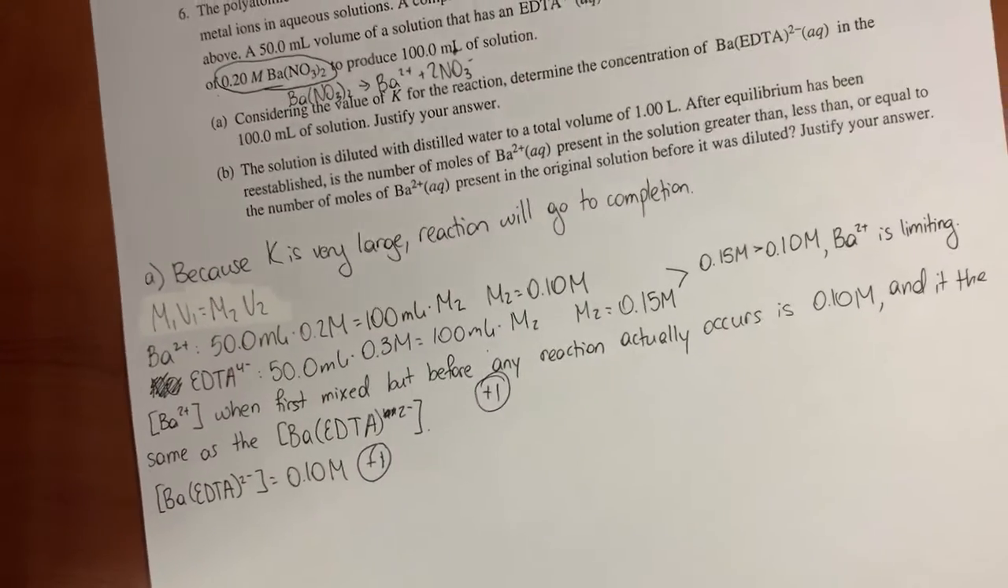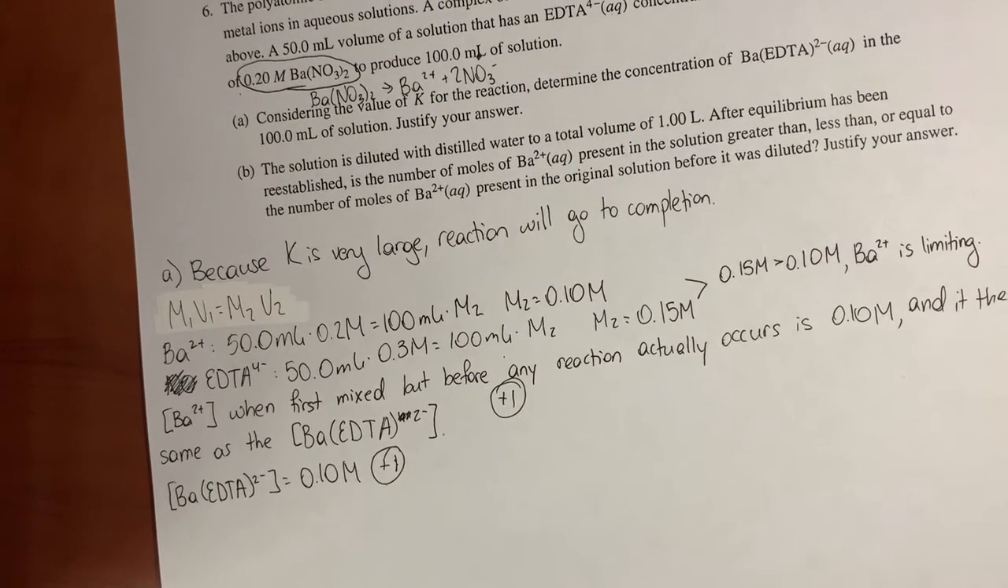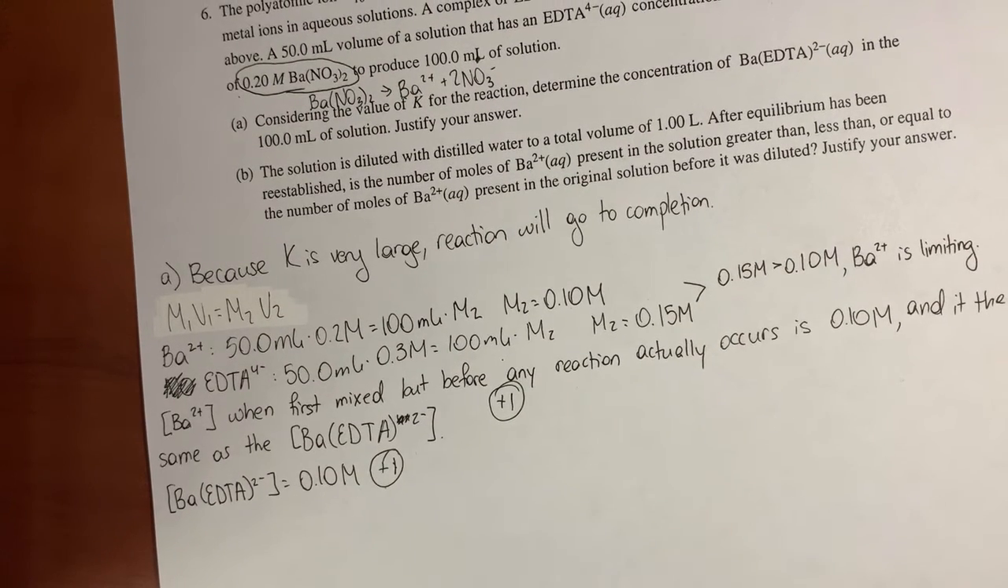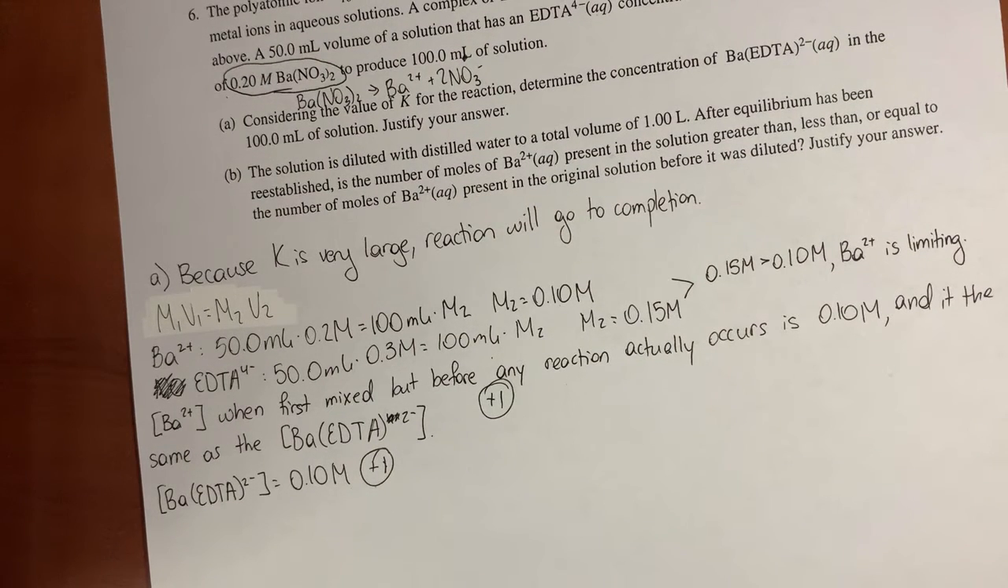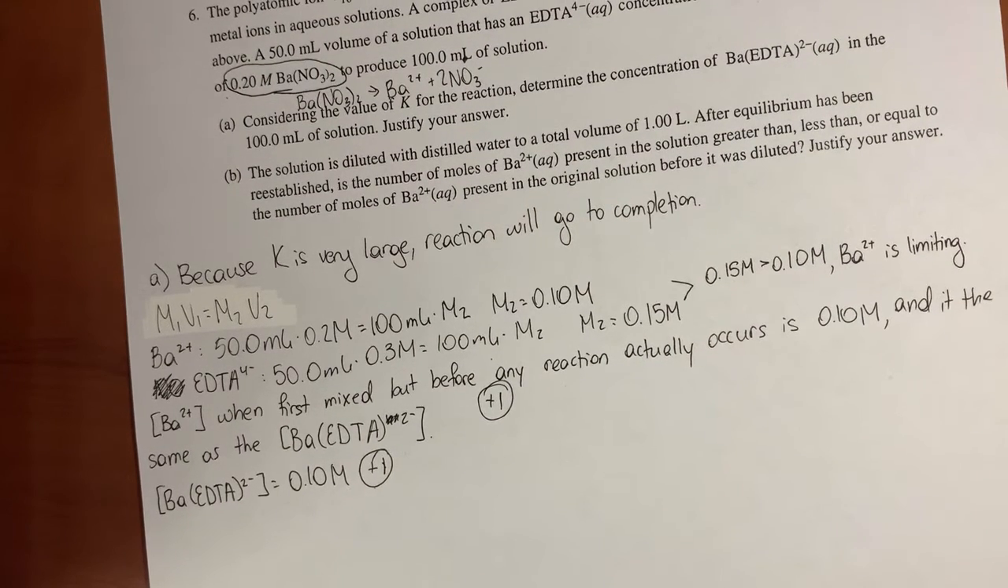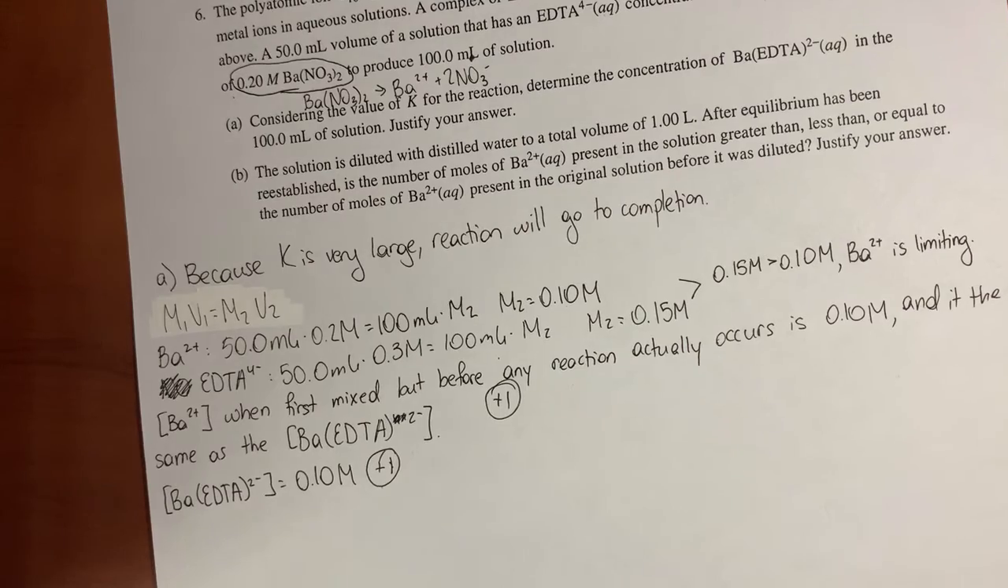And now we move on to B. For part B, the solution is diluted to a total volume of 1 liter, and they are asking how the number of moles of Ba2+ is affected. They also want an explanation since they said justify your answer. Well, this is where we have to find Q.